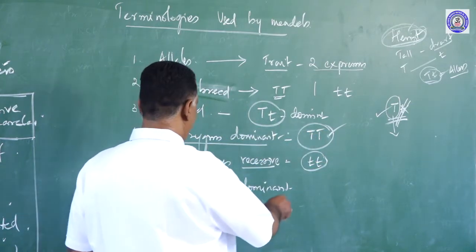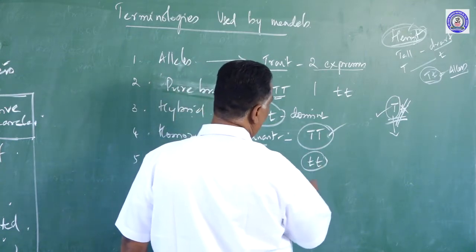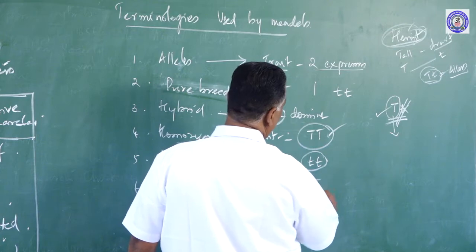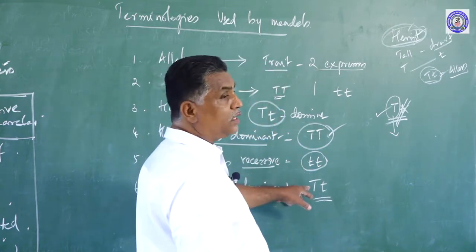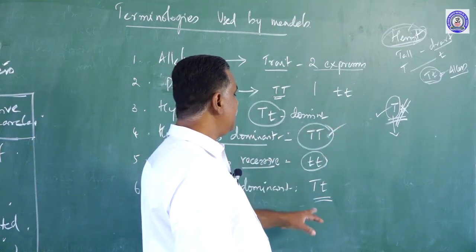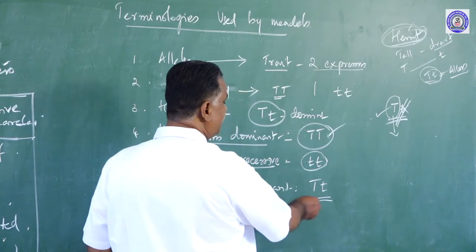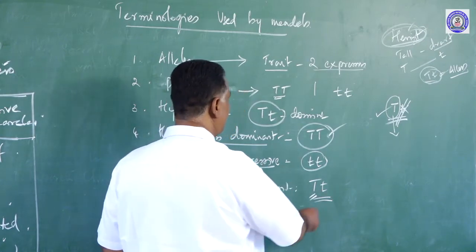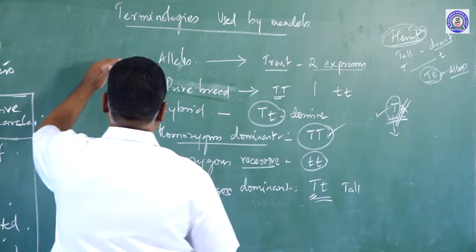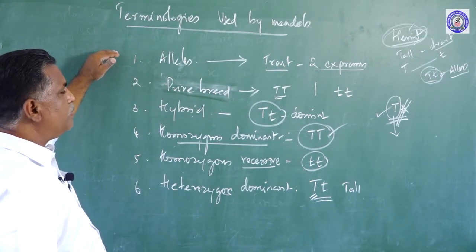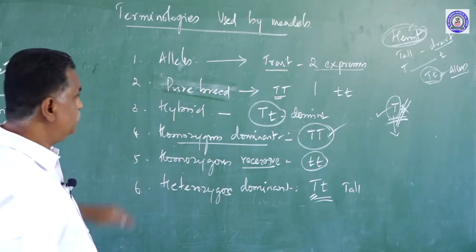Then, what is the heterozygous dominant? Heterozygous dominant will have capital T, small t. This is not homozygous. The alleles are not identical. Here, as I said earlier, capital T and small t are together, and whose character is expressed? The character of the dominant allele is expressed, so the plant is tall, and so this is a dominant hybrid. These are the terminologies used by Mendel in his work on Pisum sativum plant.